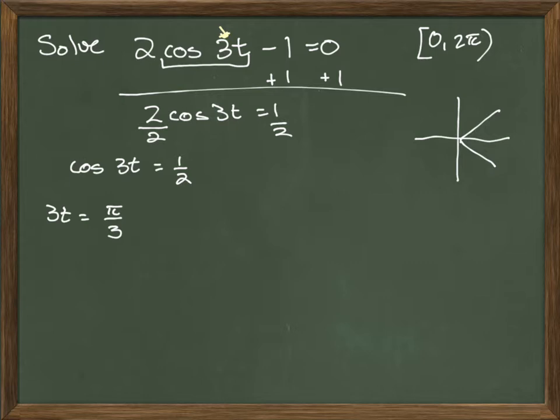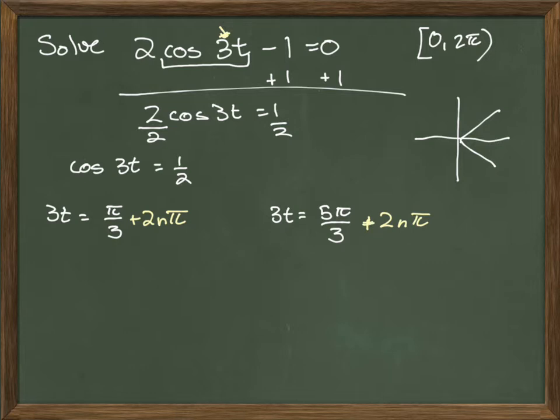That would be quadrant 1. What is it in quadrant 4? 3t equals 5 pi over 3. Now, what I'm going to do here is I'm still going to add plus 2 n pi. And I'll show you in a second why I am doing this.